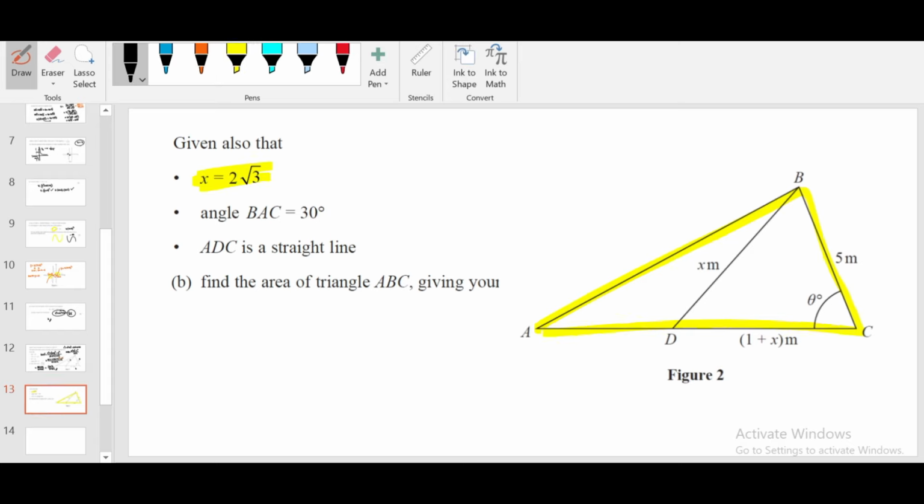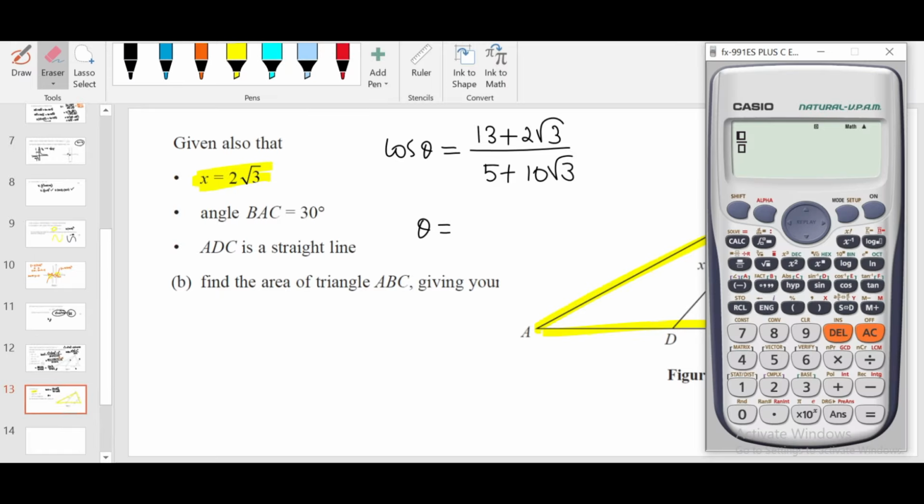In the previous part, we got cos theta is equal to 13 plus x, now x is 2 root 3, divided by 5 plus 5x. 5 plus 5 times 2 root 3 is 10 root 3. So we are going to find cos inverse of this value. You can use your calculator. You need to use your calculator in degree mode.